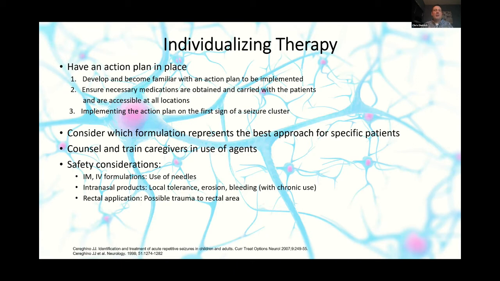And then when you look at it from a medication standpoint, from safety, obviously injections, there's always a concern of the use of needles. And if you're seizing and somebody has to use a needle, I know if somebody was having a seizure and I had to inject them, that would be sort of a scary proposition to make sure that you're doing it correctly. There's intranasal products, and they have their pros and cons, and we'll talk about it a little bit more in the next slide. But sometimes you can have some irritation and some intolerance to something being sprayed up your nose. And then rectal application, there's always concern of trauma when administering the medication.